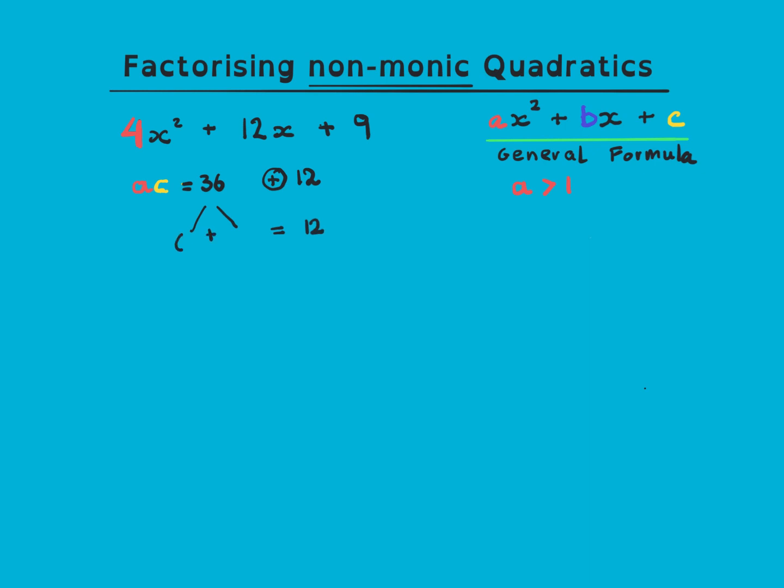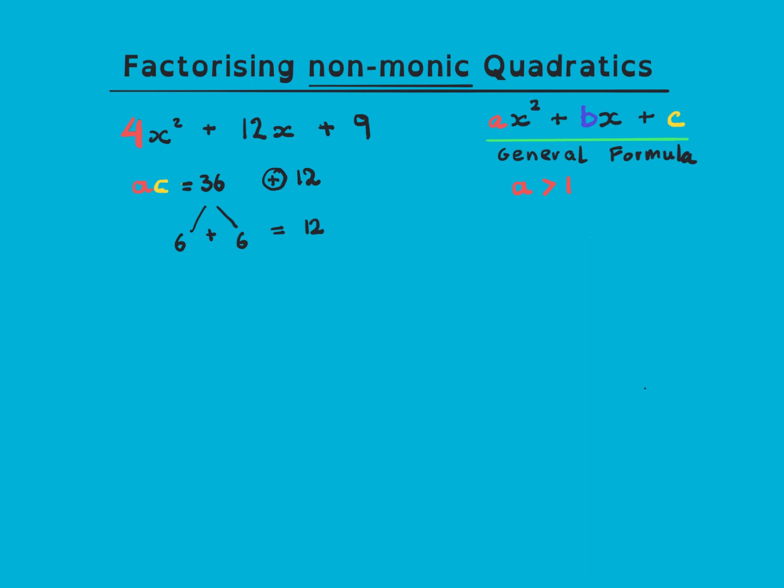So I reckon 6 and 6 sounds like a really good idea. We could have used other factors like 3 times 12, but then 3 plus 12 will not give me 12. It'll give me 15. Okay, so this is step 1.